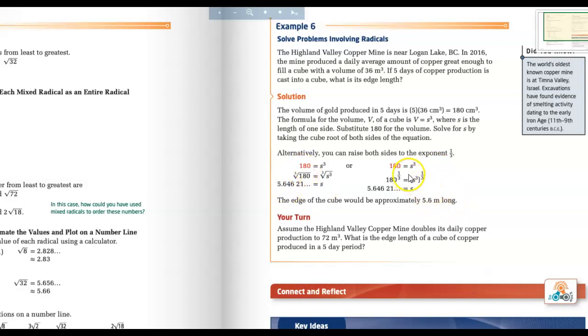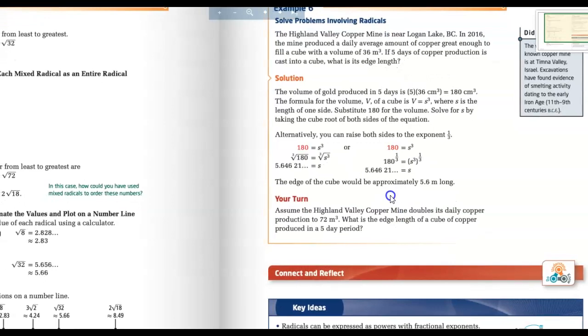Another example, what they did is they just put it to the reciprocal fraction, 1/3. You have to do the same thing here, and then you put that in. Same sort of idea. I would just do the one on the left. Just stick to one method. They both give you the answer here. So the side length is 5.646. And remember, if you have a word problem, you need a word answer, a sentence answer. The edge of the cube would be approximately 5.6 meters long.